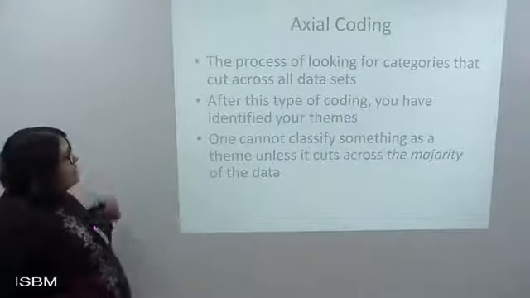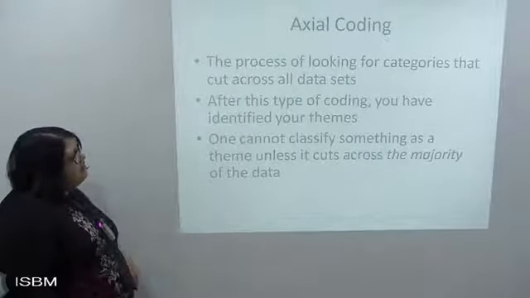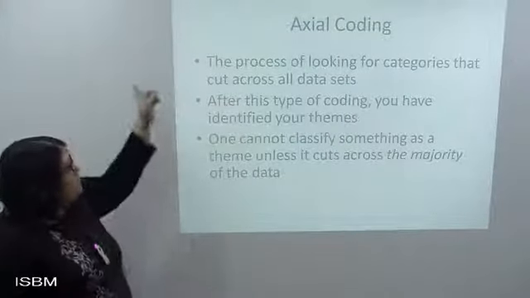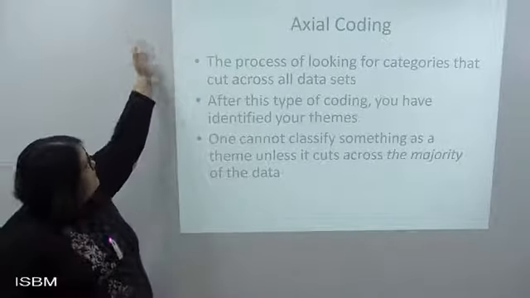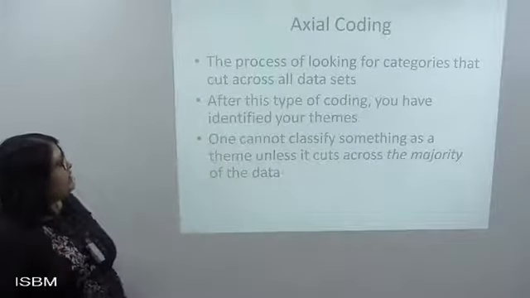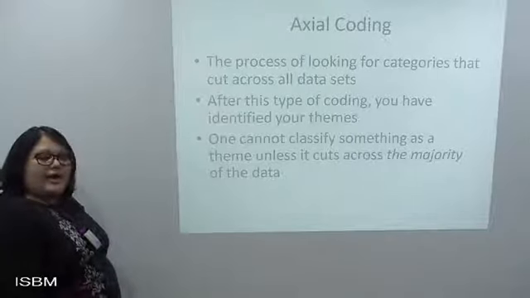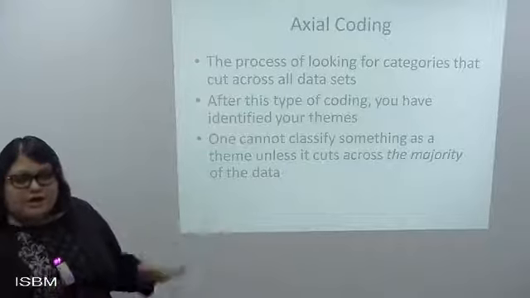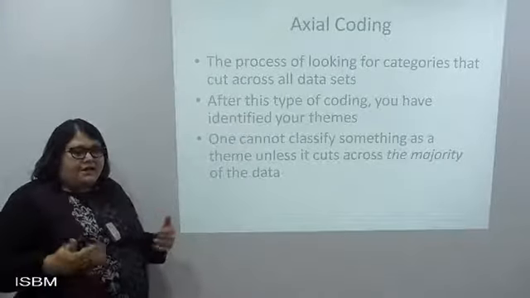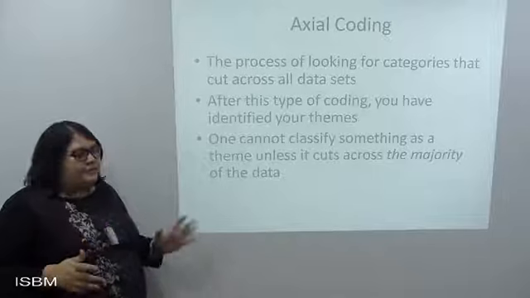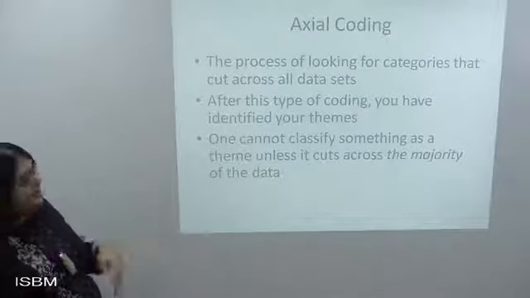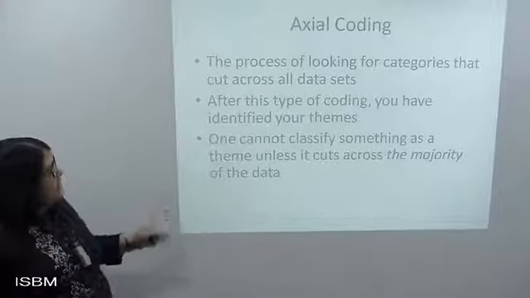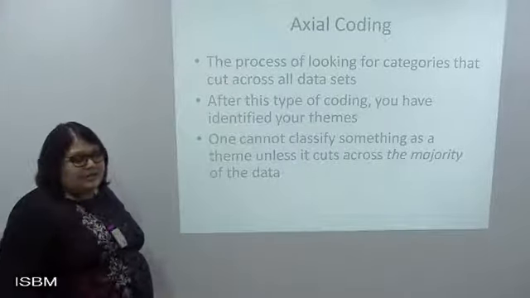Now, axial coding. It is the process of looking for categories that cut across all data. So, it goes in an axis. It will pass vertically or horizontally through. After this type of coding, you have identified your themes. That is, in what nature you are going to present the study, or what are the undertones of your research that would be dealt with in the themes. So one cannot classify something as a theme until it cuts across the majority of the data.